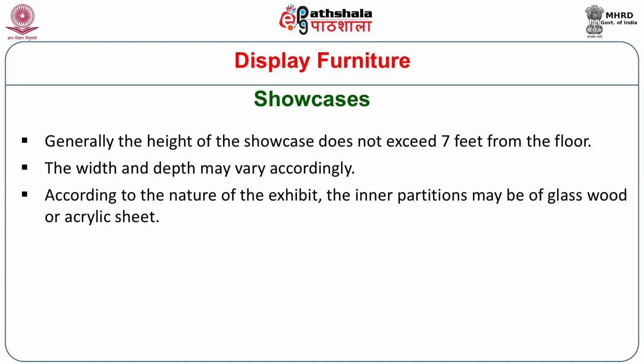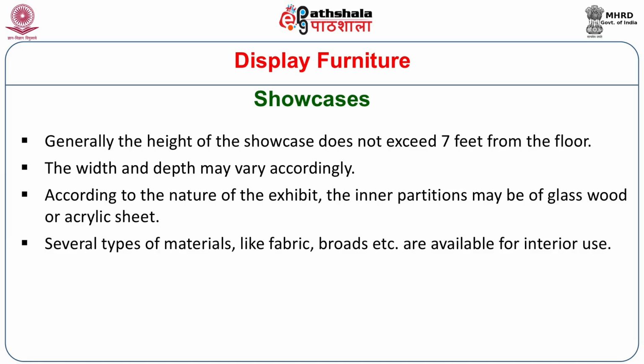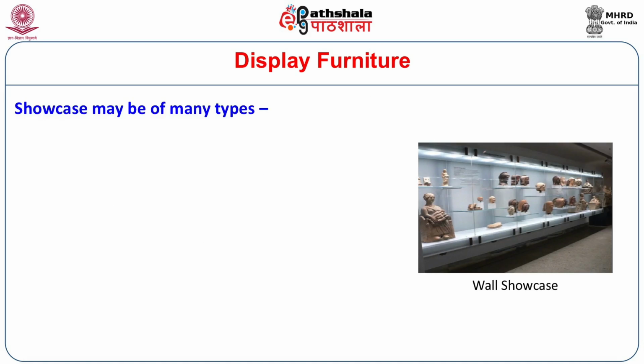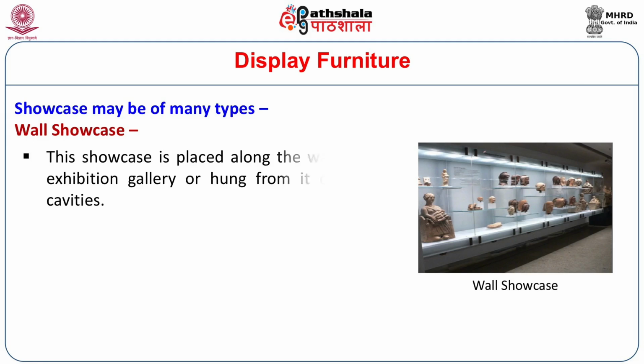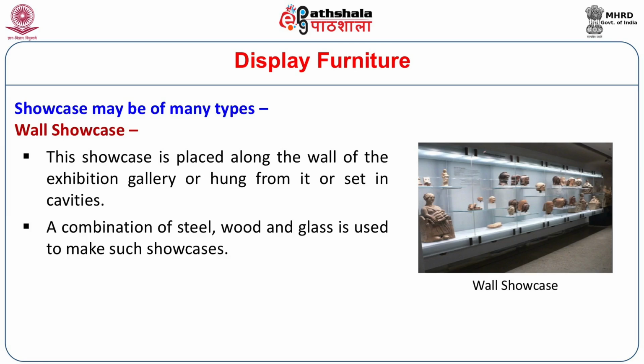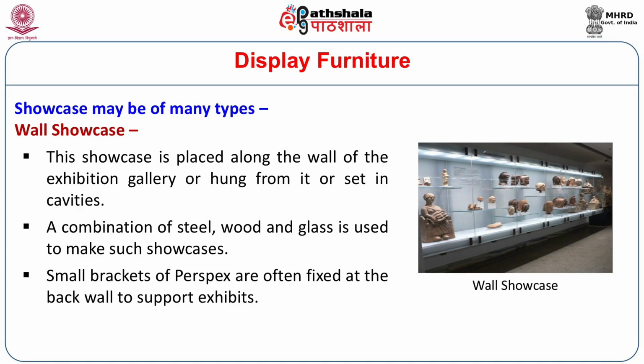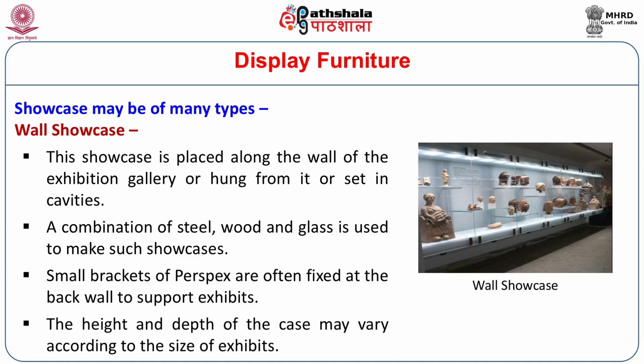According to the nature of the exhibit, the inner partitions may be of glass or wood or acrylic. Several types of materials like fabric boards are available for interior use. Showcases are of many types. Here is a picture of wall showcases. This showcase is mainly mounted on the wall and it is hung from it, or it may be set in the cavities of the wall. A combination of steel, wood or glass is used to make such showcases. Small brackets of perspex are often used at the back wall to support the exhibits. The height and the depth of the case may vary according to the size and the necessity of the exhibits.